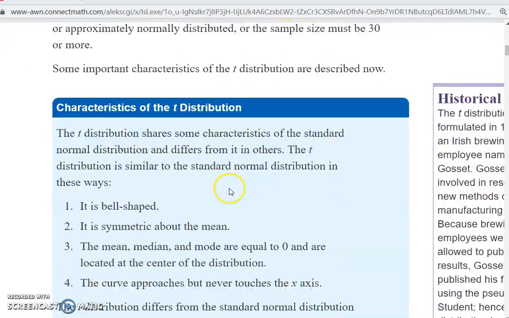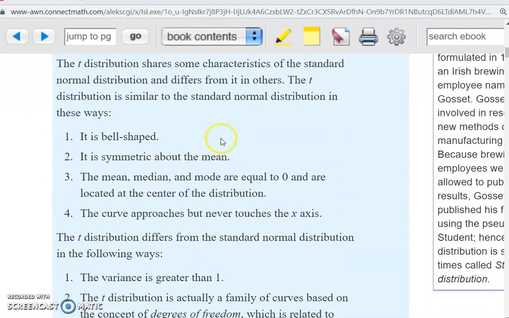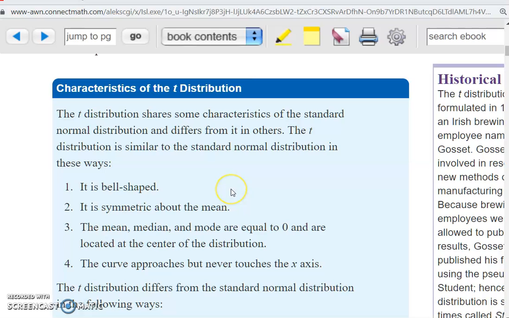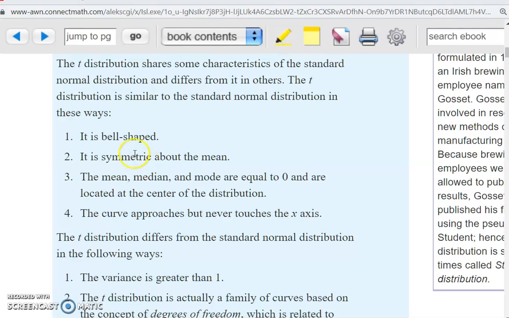So here's one second. This is talking about what the t distribution is. It's similar in some respects, and different in some respects from the z distribution. Now that's a trivially true statement, right? If it was exactly the same, it would just be another name for the z distribution. So it's bell shaped, it's symmetric, and so forth. So let me let you read that.